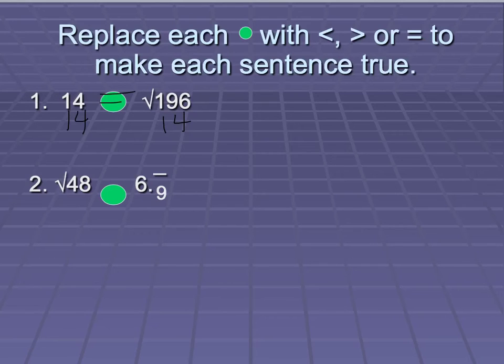Okay, in number 2, the square root of 48 is 6.9282. I'm just figuring out these square roots by putting them in on my calculator. On the right side, I know that 6.9 repeating means the 9's repeating. So if I look at the decimal place, in the first decimal place, it's the same. But then here I have a 2, and here I have a 9. So I know my one on the right must be greater. So the square root of 48 is less than 6.9 repeating.